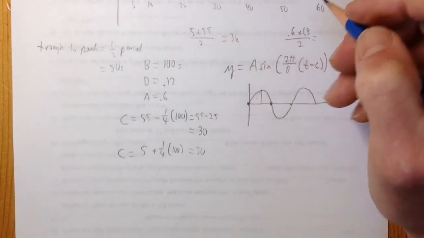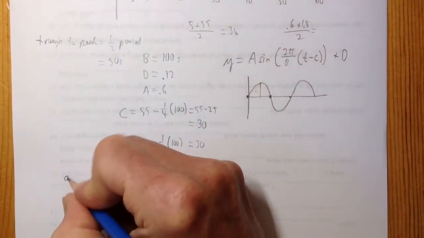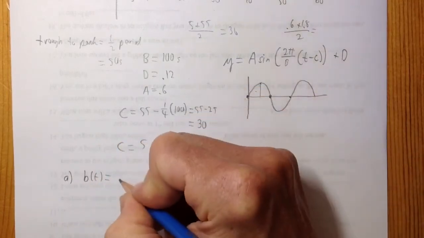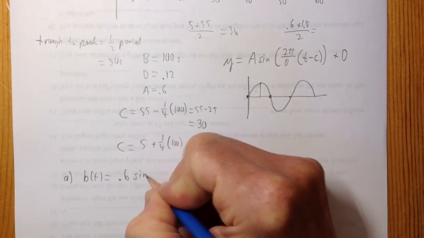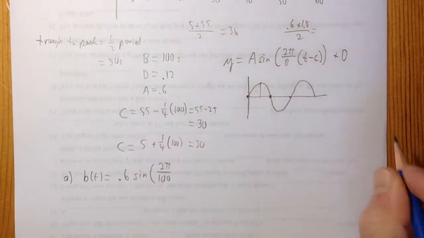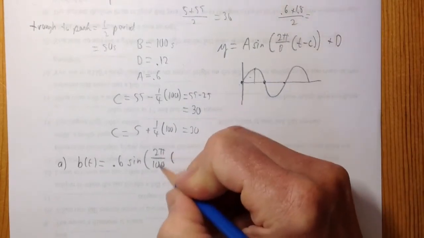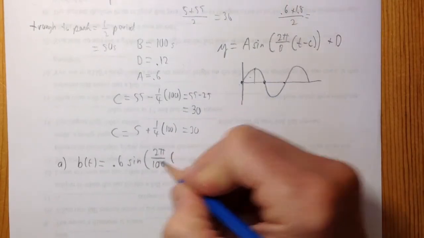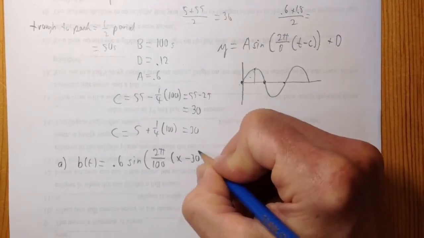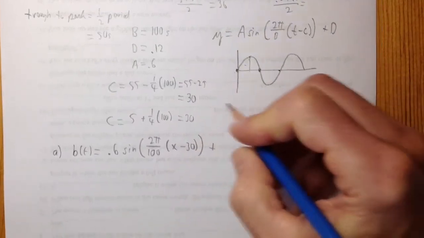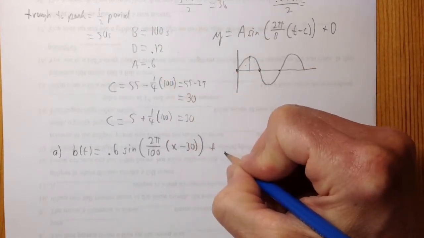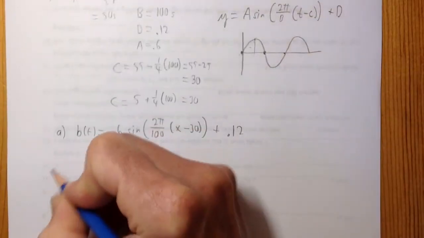Okay, now we know what our function is. That's what part A says. The breaths as a function of time is 0.6 times the sine of 2 pi over 100. Again, just leave it as 2 pi over 100. Don't bother simplifying it. It's easier to read the period then. We know the period, it's 100 right away. X minus 30 plus D, and D was 0.12. The average is 0.12. Okay, that's what A is.